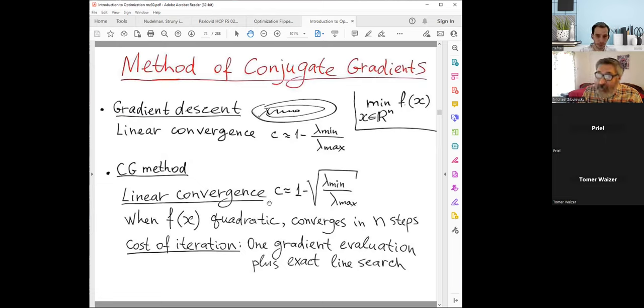There are more important properties of convergence, which we don't learn here, but I strongly recommend, if you are ever interested in conjugate gradient, to go to this book of Nocedal and Wright, for example, and see other very nice properties of convergence of conjugate gradients.